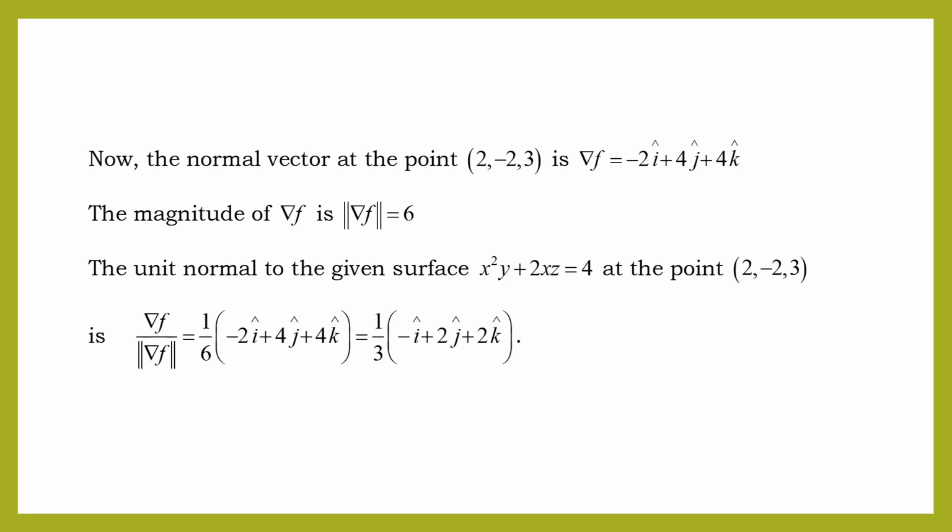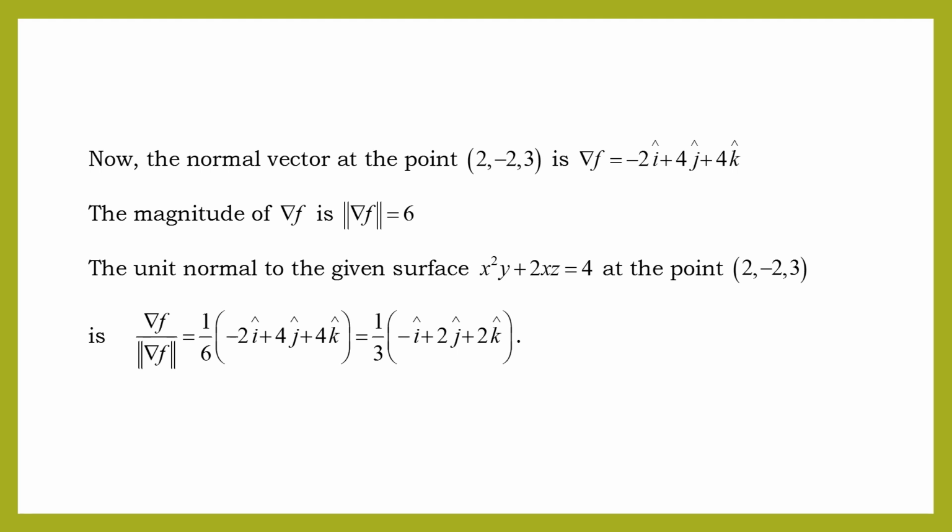We have already found the gradient of the given surface f(x, y, z) = x²y + 2xz − 4. Now, del f at the given point (2, −2, 3), this we have to find out now. The del f at the given point is −2i cap + 4j cap + 4k cap. This is the gradient of the given surface at that given point (2, −2, 3).